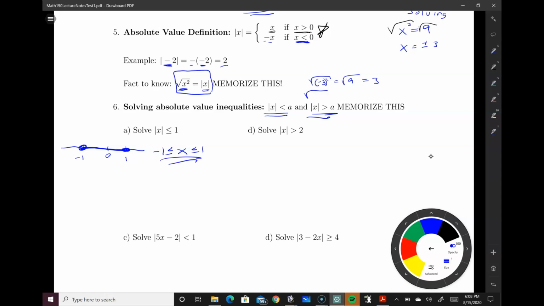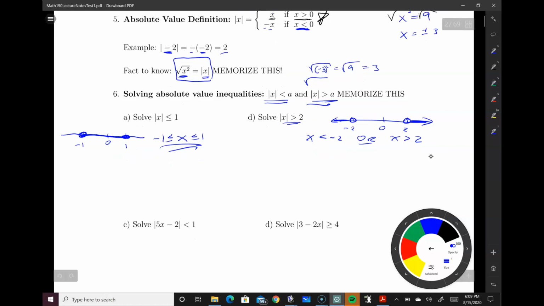If it's not a less than inequality, if it's greater than, then what that means is the distance from the origin is bigger than 2. So that means out this direction and out this direction. I've just randomly made this a less than or equal and this just a greater than, so you see the difference of when you include the endpoints and when you do not. So I have to say x's are smaller than -2 or x's are bigger than 2. So there's two separate answers for this. It cannot be written as one statement.